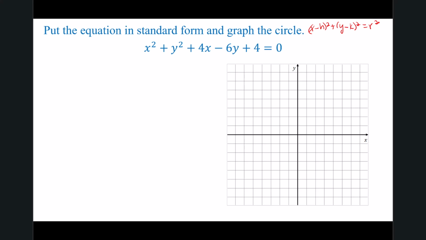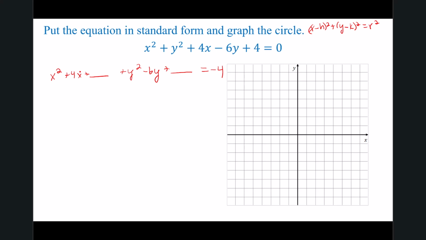I'll need to complete the square for both the x's and the y's. So I'm going to put my x terms together, x squared plus 4x, and leave a blank to complete the square. And then the y terms, y squared minus 6y, and leave a blank. And then I'll put the 4 on the right side by subtracting 4 from each side.